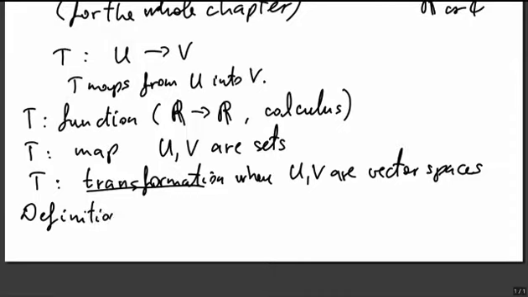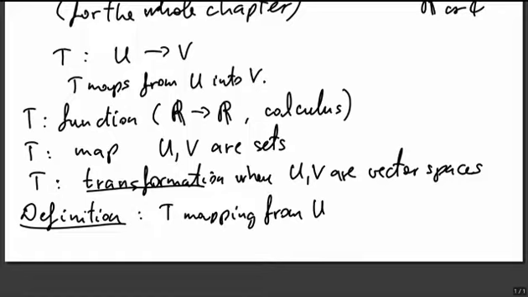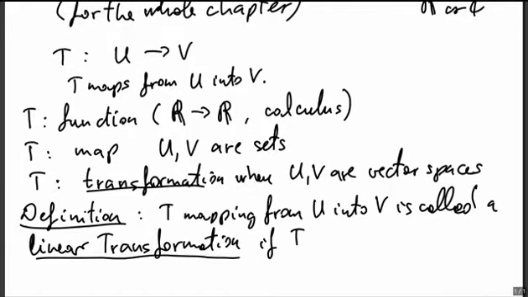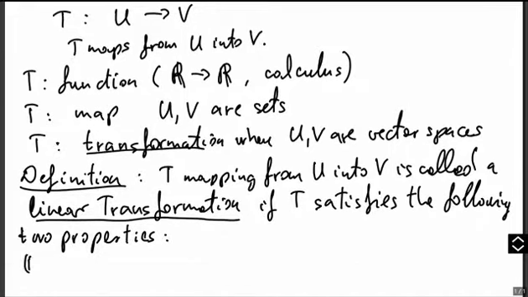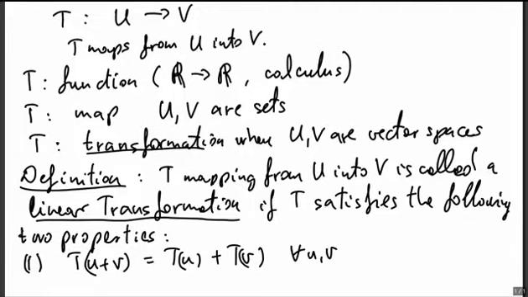So the definition: T mapping from, and we don't say transforming from, we say mapping from U into V is called a linear transformation if T satisfies the following two properties. First property, T of u plus v equals T of u plus T of v for all u, v from the vector space U. We can apply T term by term.